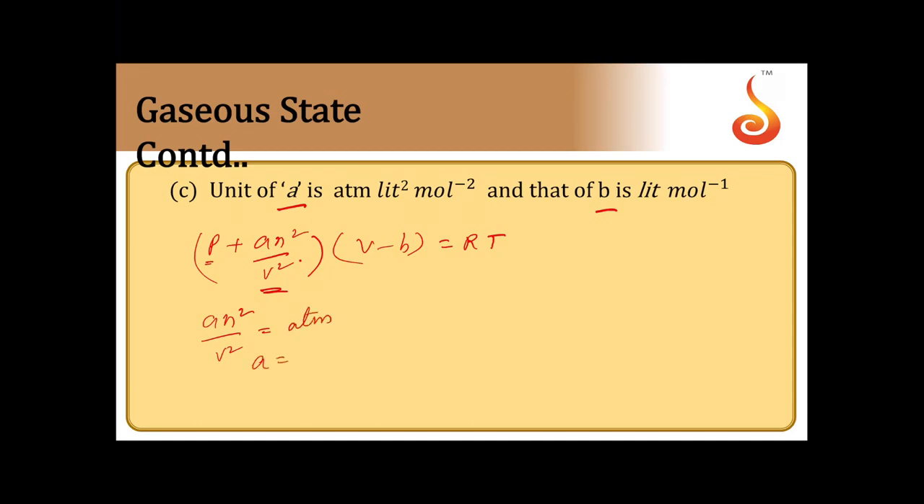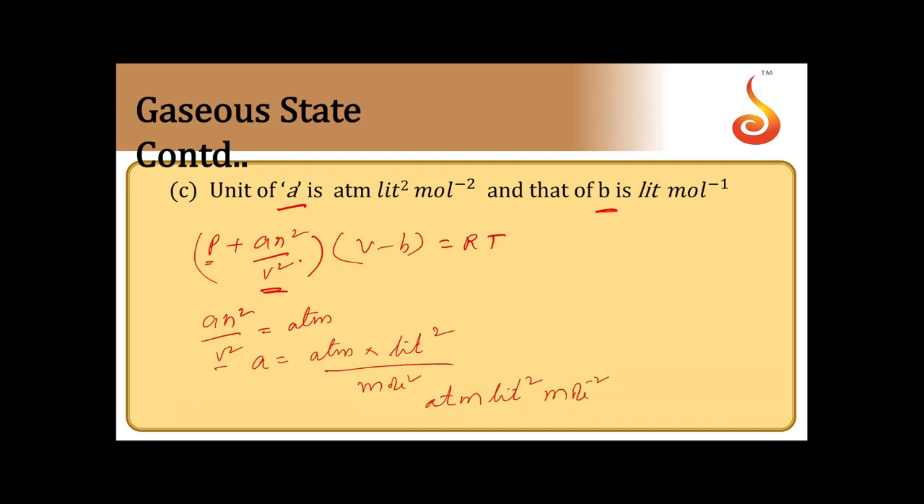Hence, a must have units of atmospheres times volume squared, that is liter squared, divided by n squared, that is mole squared. Therefore, it will be atmospheres liter squared per mole squared.